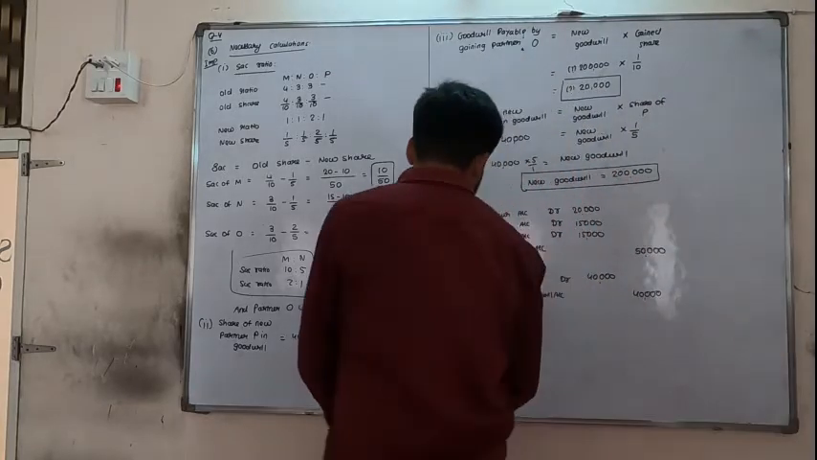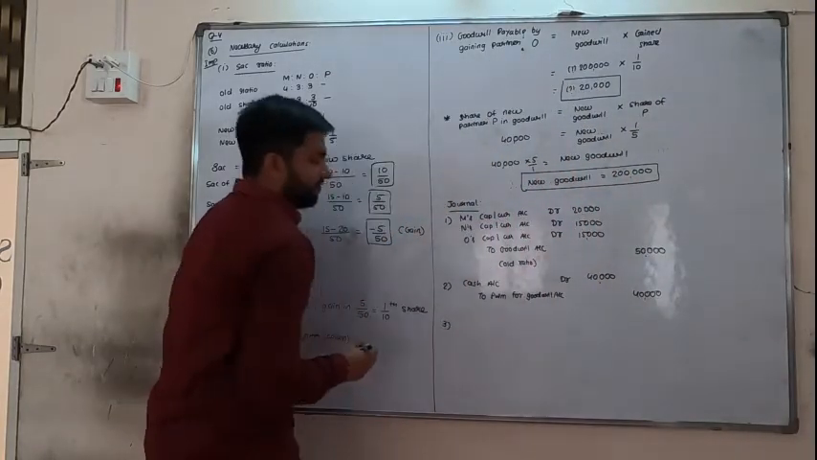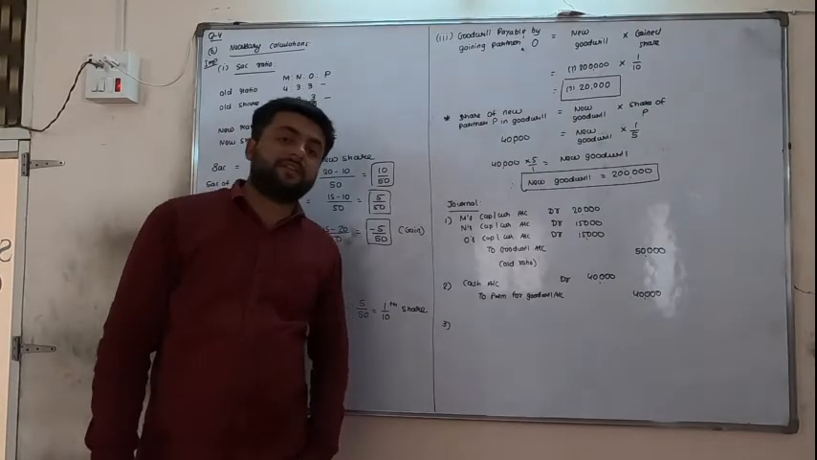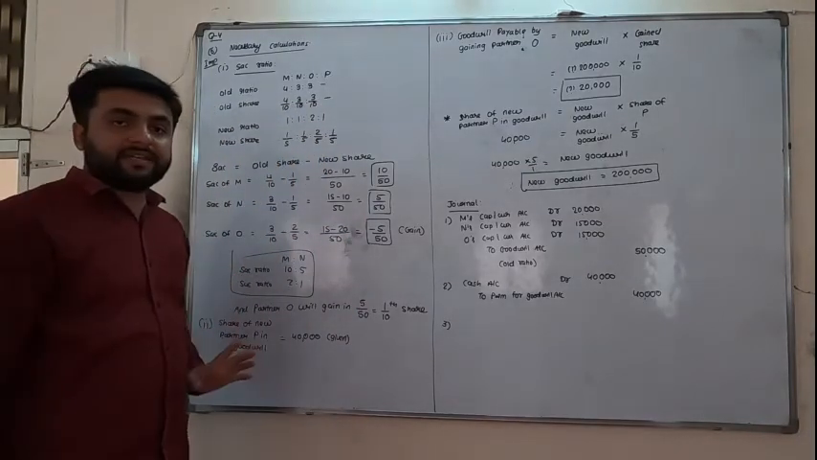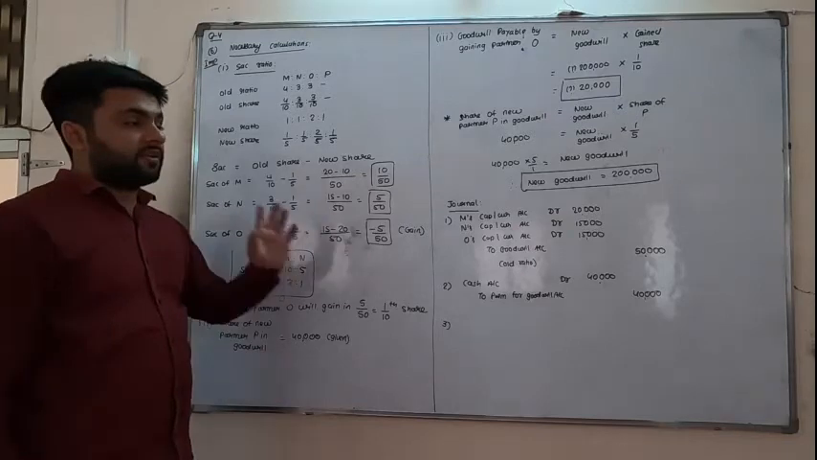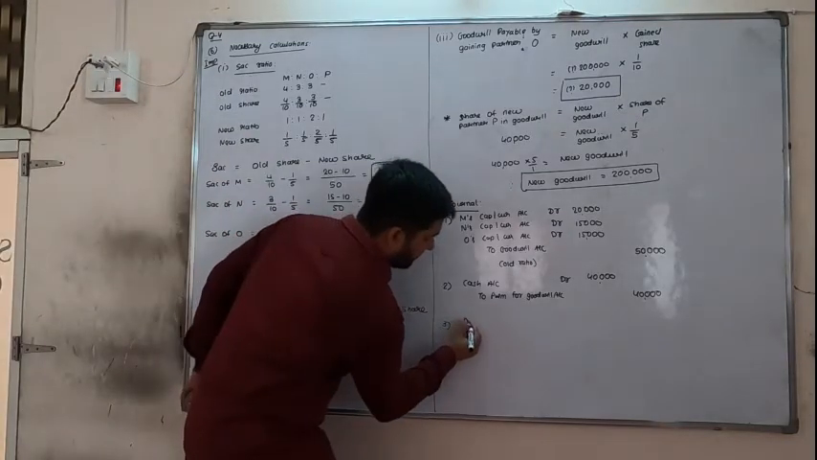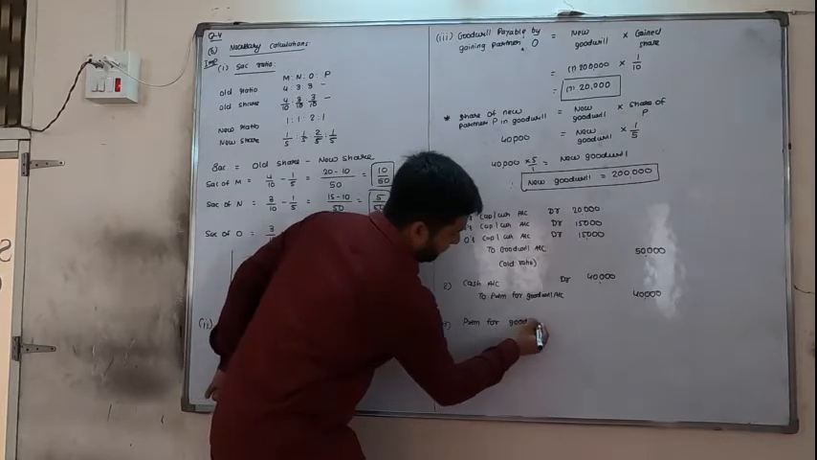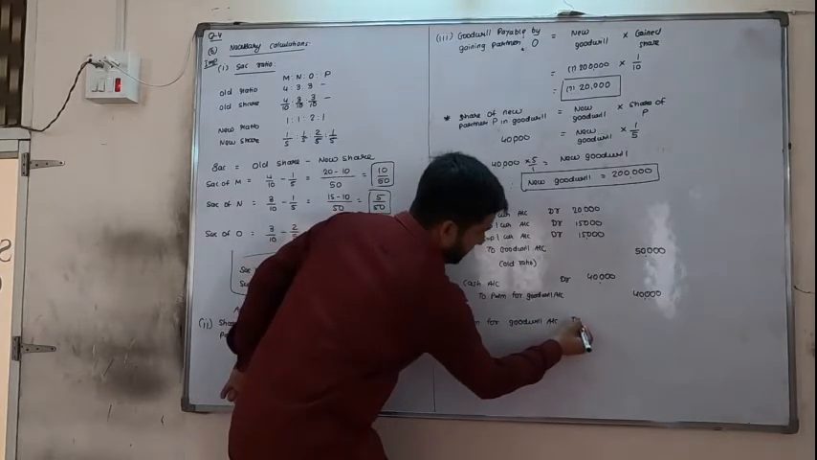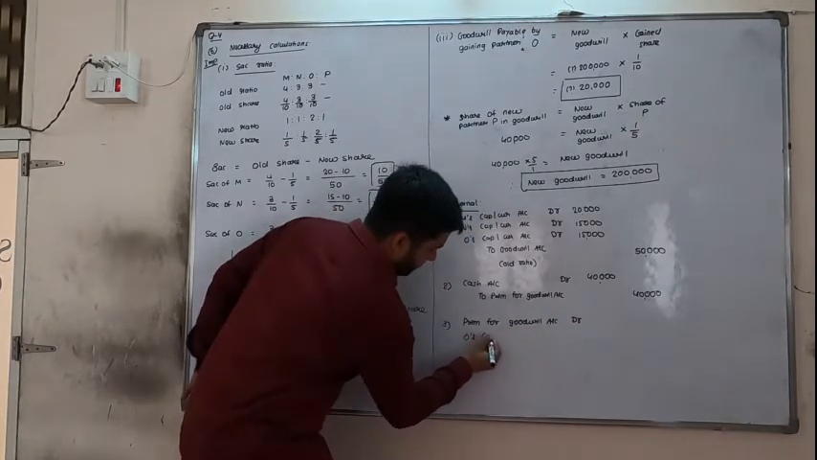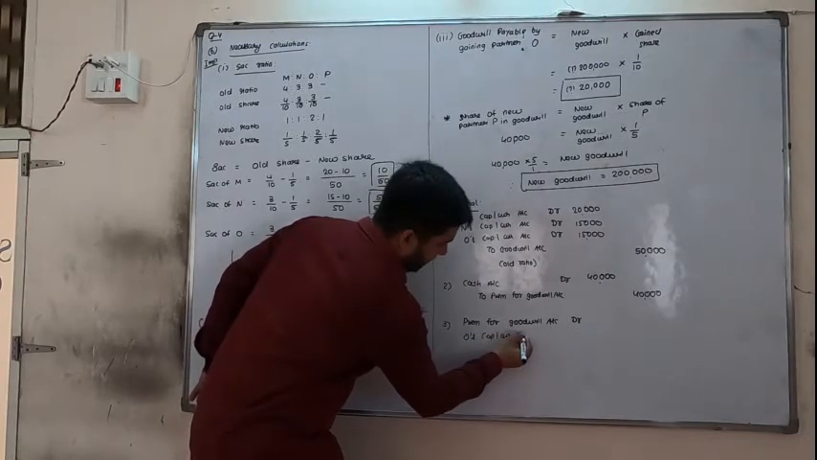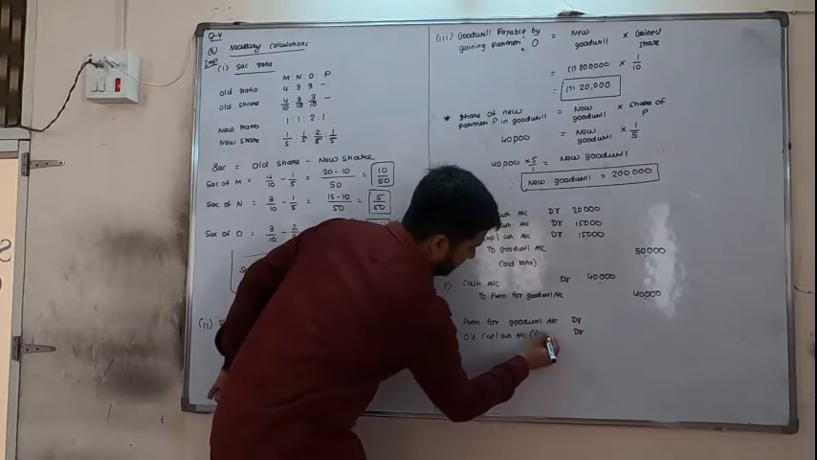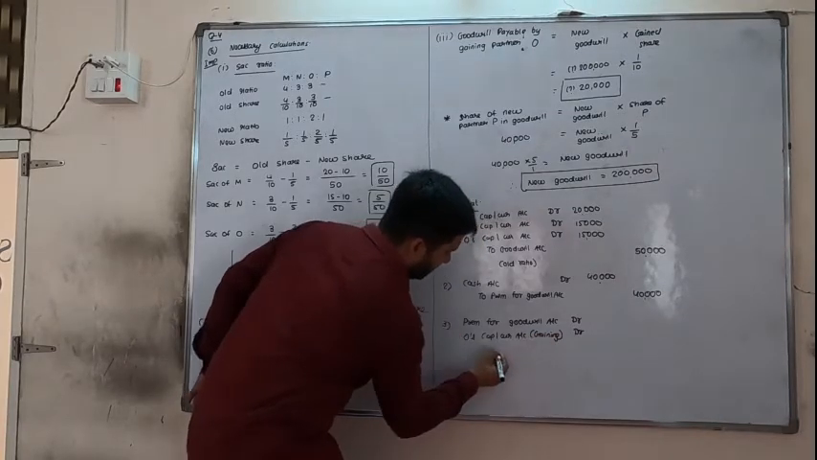Now the next entry is for distributing. Again, for the distributing, all old partners will not be credited because M and N are sacrificing, O is gaining. Okay, so how to write the entry? Instead of crediting O, we will debit O. So premium for goodwill account debit, O's capital or current account debit. And why is he debited? Because he is gaining.